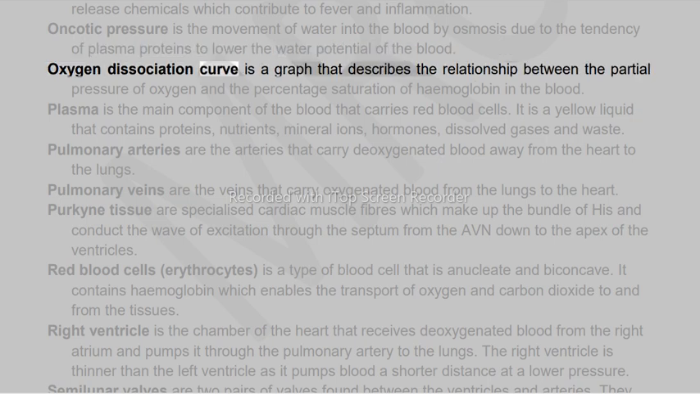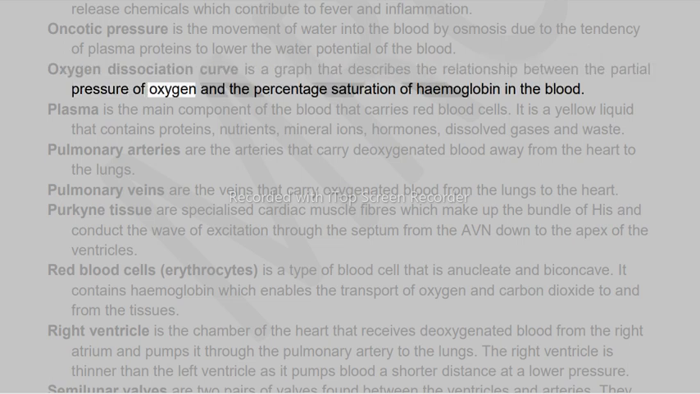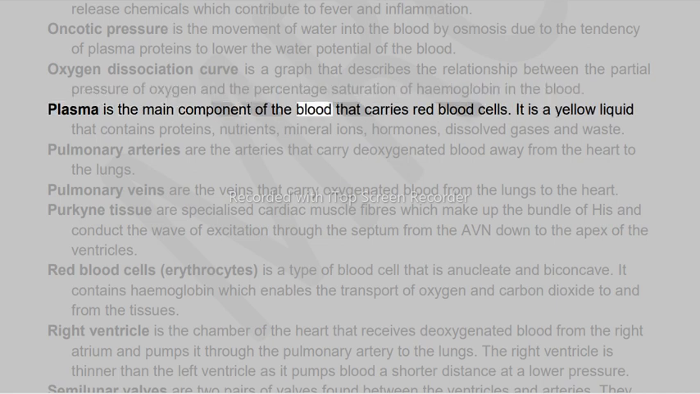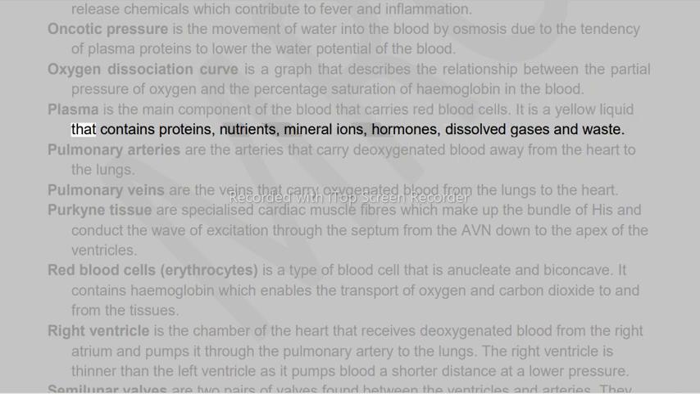Oxygen dissociation curve is a graph that describes the relationship between the partial pressure of oxygen and the percentage saturation of hemoglobin in the blood. Plasma is the main component of the blood that carries red blood cells. It is a yellow liquid that contains proteins, nutrients, mineral ions, hormones, dissolved gases and waste.